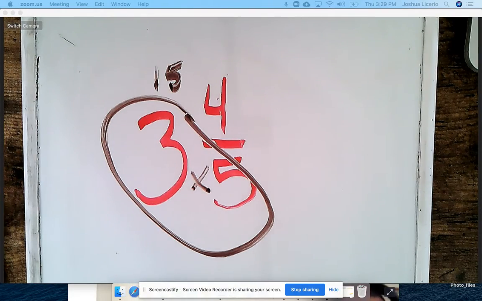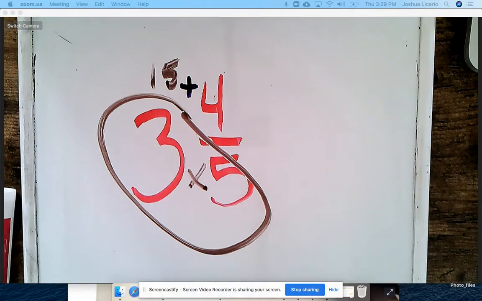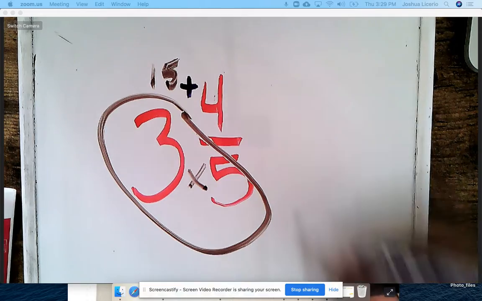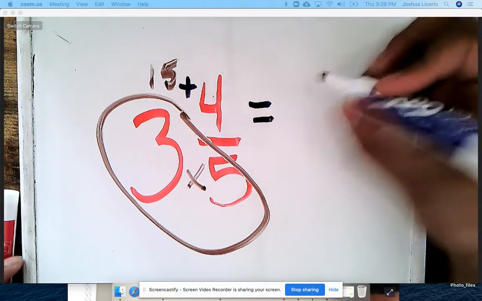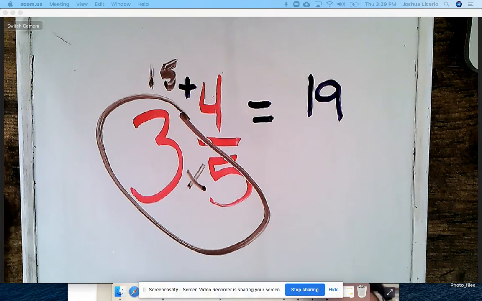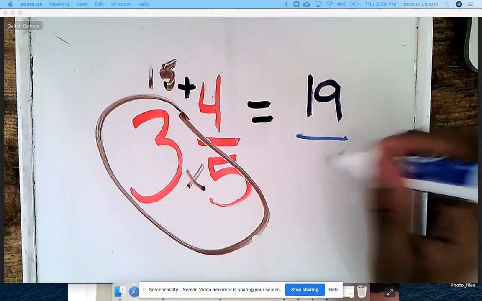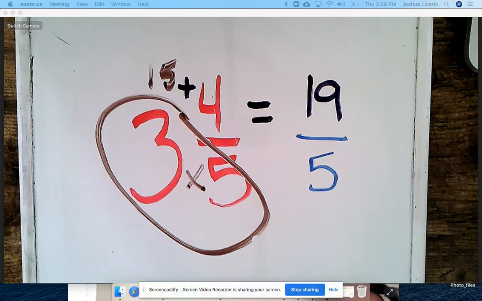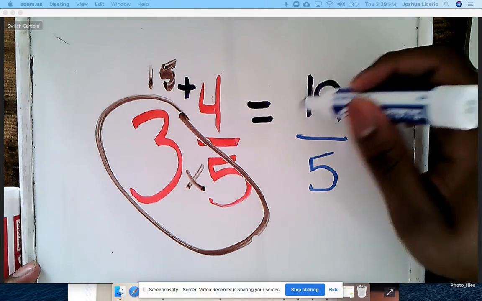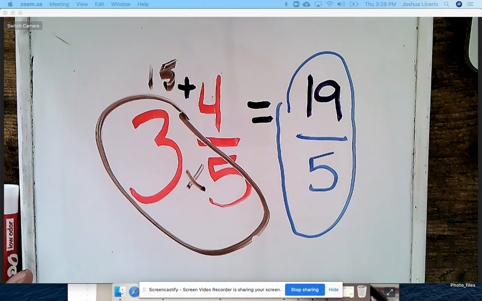After I get that answer 15, I know that I then have to add that answer to my numerator. So I'm going to do 15 plus 4, which equals 19. Then my last step is to go ahead and take my denominator, which already was 5, put it under my 19, and there is our improper fraction. 3 and 4 fifths becomes 19 fifths. Let's look at another example, and let's do this step by step.